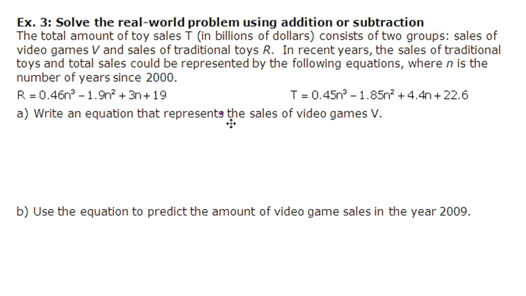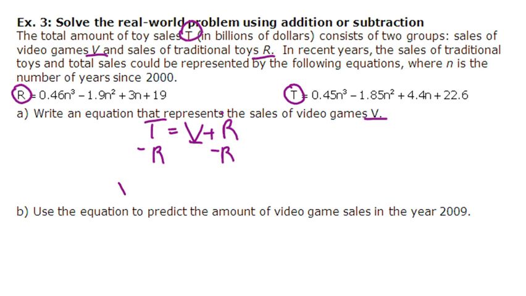So what you're going to do, we know it says that total toy sales, which is represented by T, consists of video games and traditional toys. So we're going to write an equation. I know that my total sales comes from the sales of video games and traditional toys. So it would be T equals V plus R. Since I'm given T and I'm given R, I want to find V. This is where we use our literal equation skills. If I need to find V, I want to get this alone, I would subtract R from both sides.